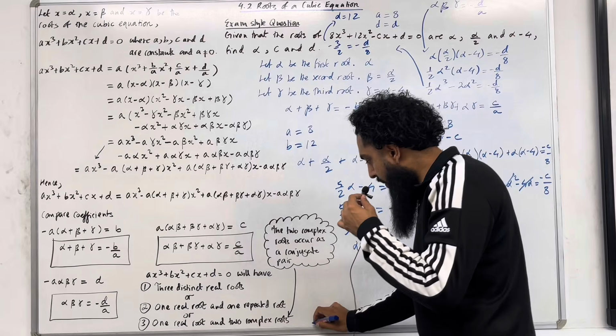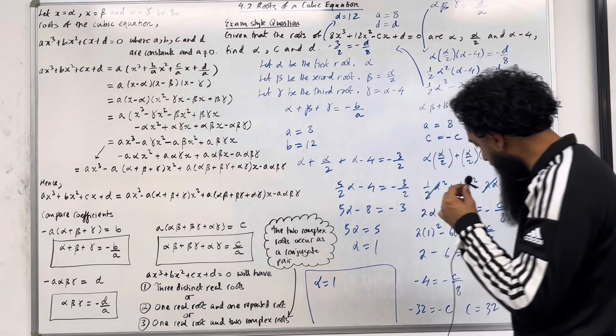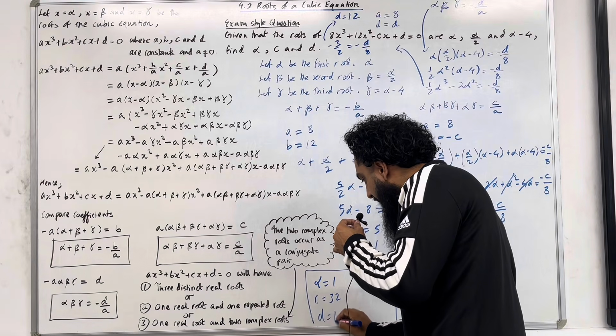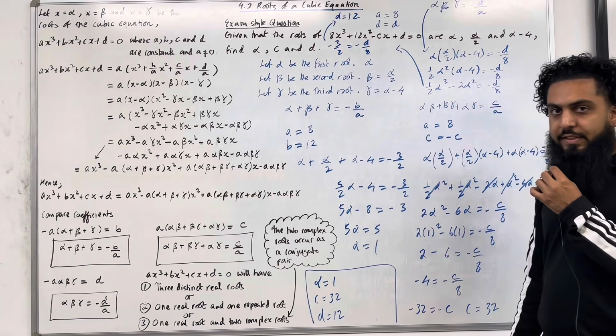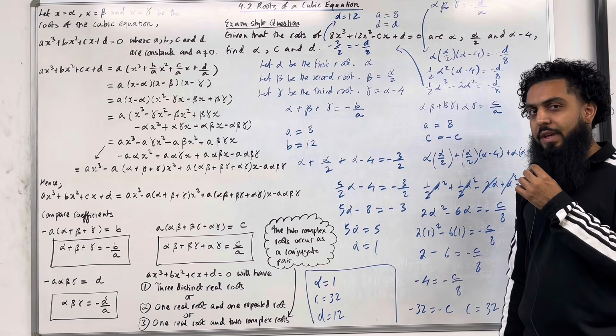So all in all, I've got alpha equal 1, I've got c equal 32, and I've got d equal 12. This completes the third exam style question and this teaching video 4.2, roots of a cubic equation.